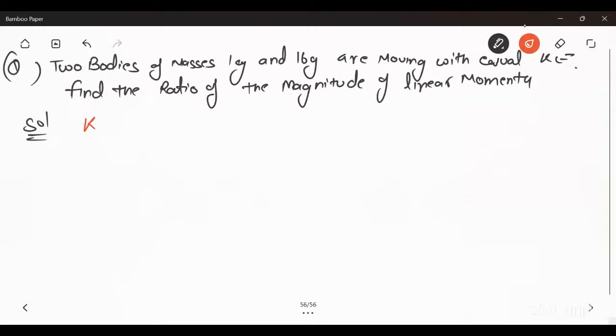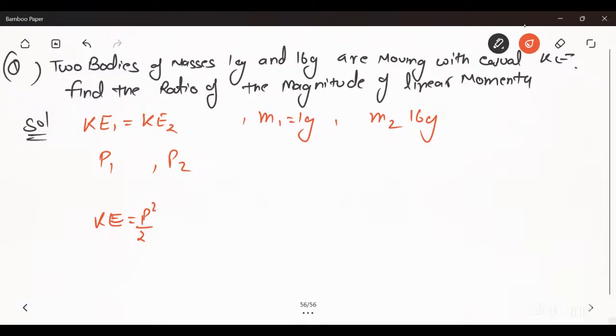The two bodies have equal kinetic energy. That means KE of 1 is equal to KE of 2. And mass 1 is given as 1 gram and mass 2 is given as 16 gram. Find the ratio of the magnitude of linear momentum. Let the first body have momentum P1 and the second body have momentum P2. Kinetic energy is given as P square by 2m. So P1 square is equal to 2m of KE. So P1 is equal to under root 2m of KE.